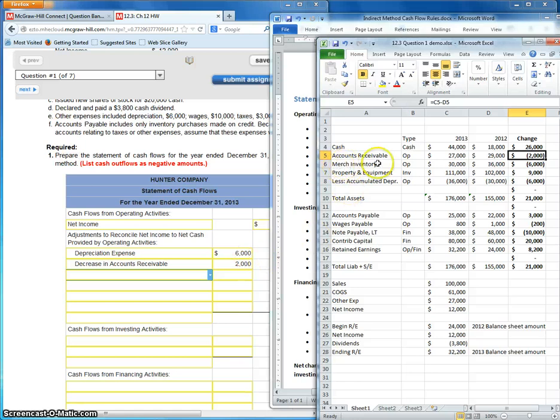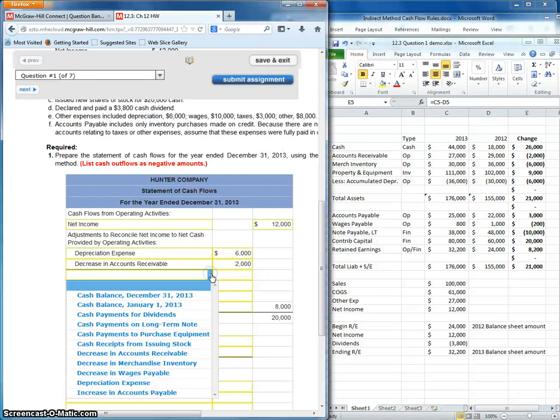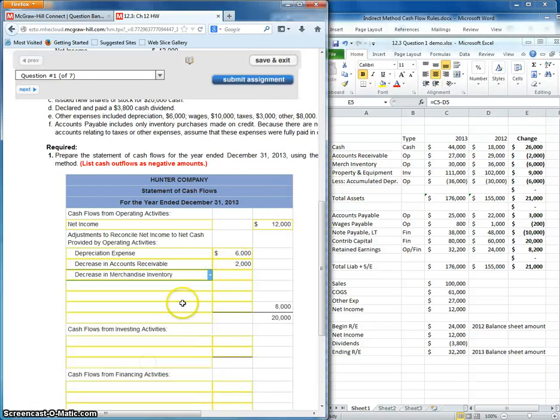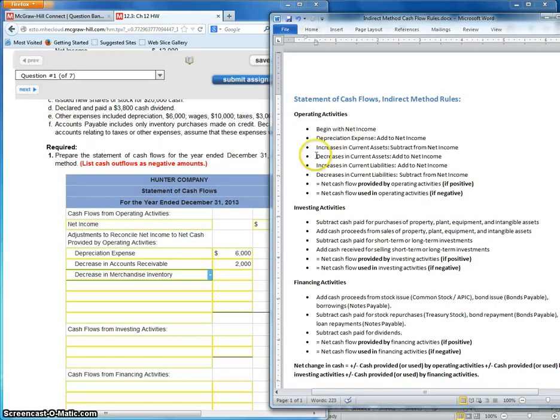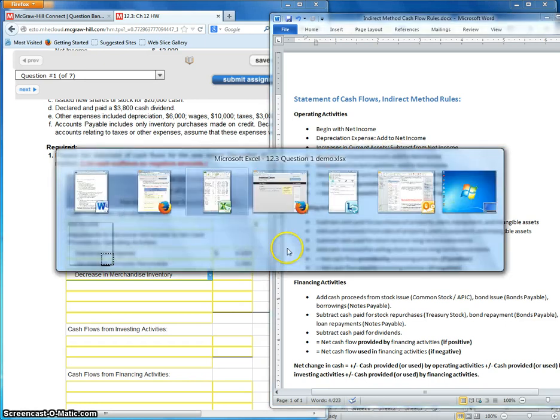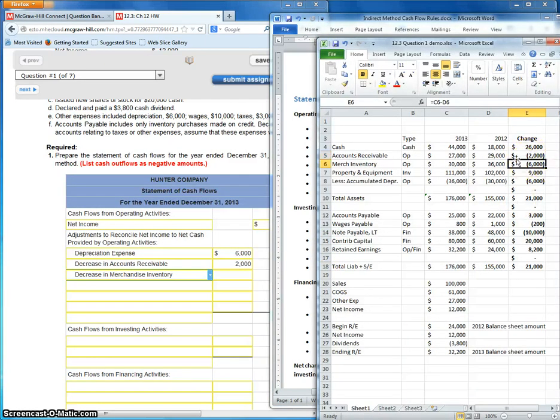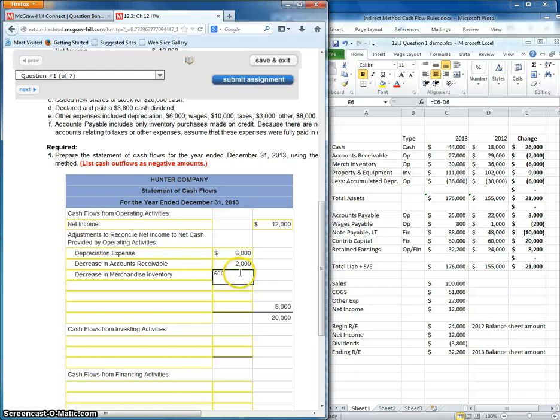Next current asset or current liability, merchandise inventory. As I said, I already labeled that as an operating. What happened? Decreased by $6,000. So I have a decrease in inventory. So we have a decrease in merchandise inventory. By how much? $6,000. Do I add or subtract that? Go to your rules. Decrease in current assets, add it to net income. So we take this $6,000 right here, and we're going to add that as a positive number.